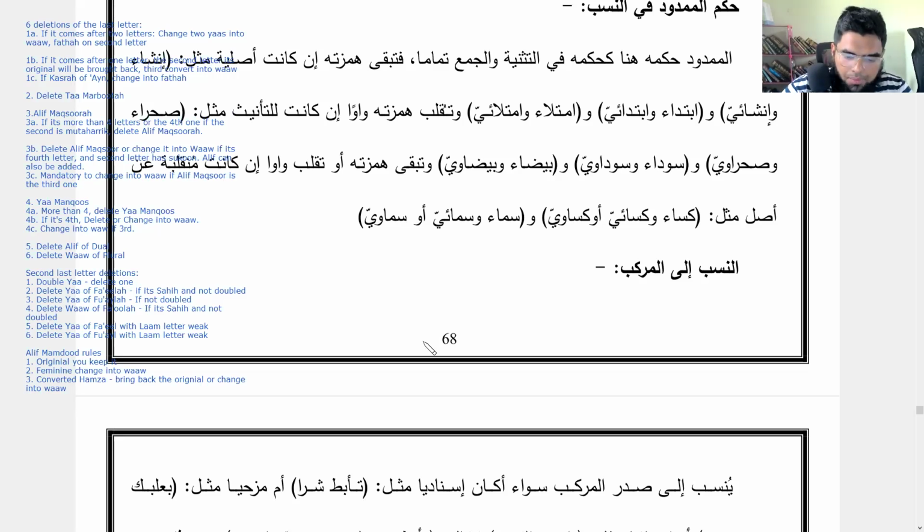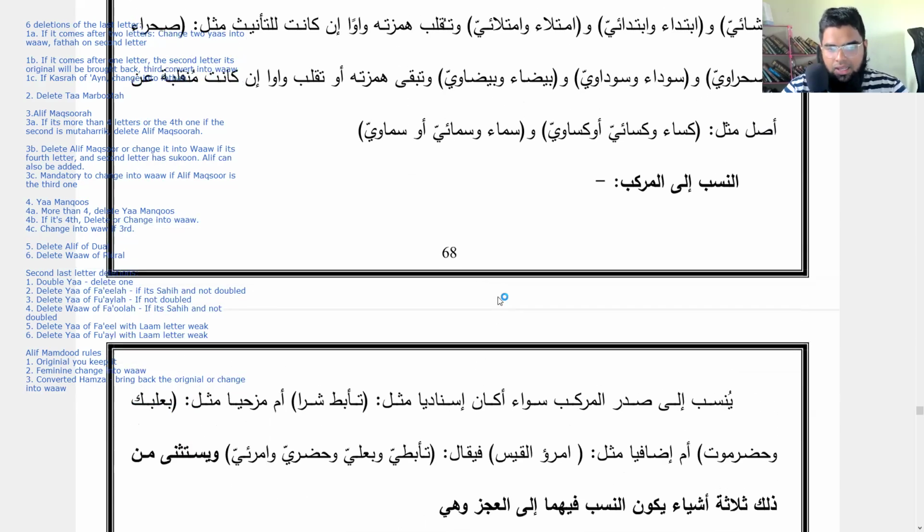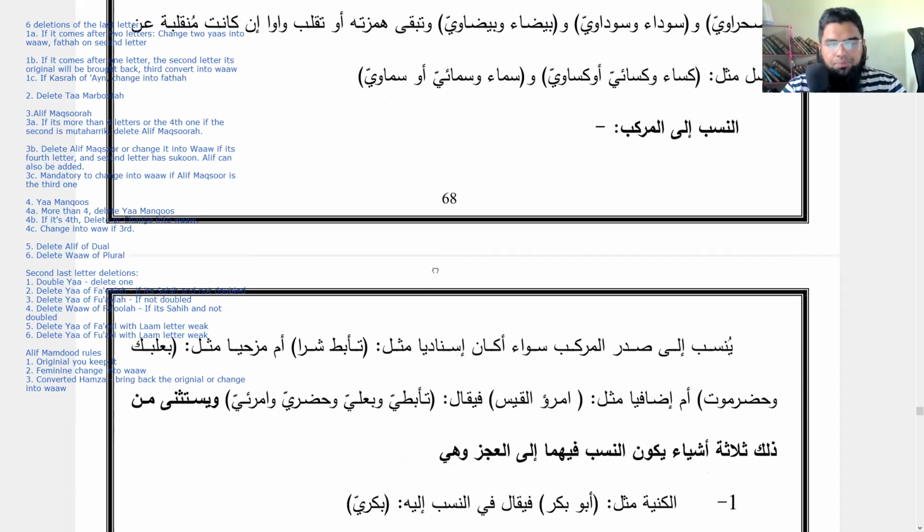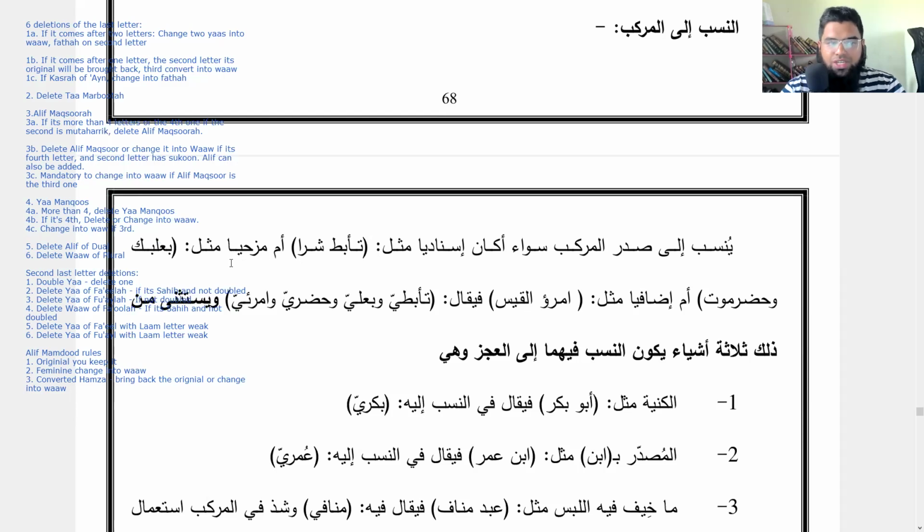Let's go to مركب. ينسب إلى صدر المركب سواء كان إسناديا. So compound means two nouns coming together. So compound, what will you do? You will تأبت شر أو مزجيا مثل بعل بكة أو حضرموت، أو إضافيا امرأ القيس وقالوا تبطئي وبعلي. ويستثنى من ذلك ثلاثة أشياء.